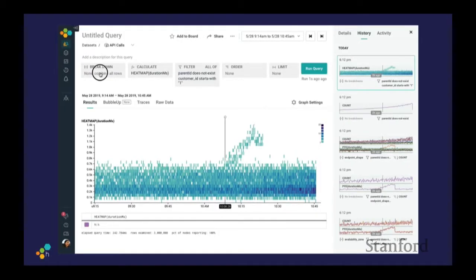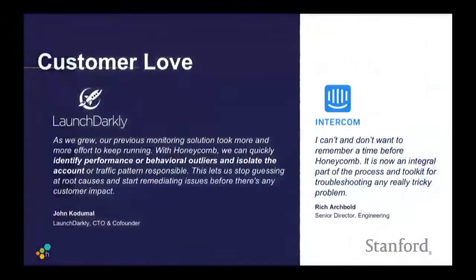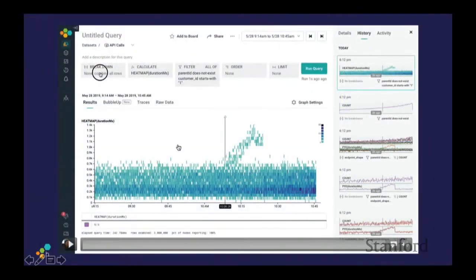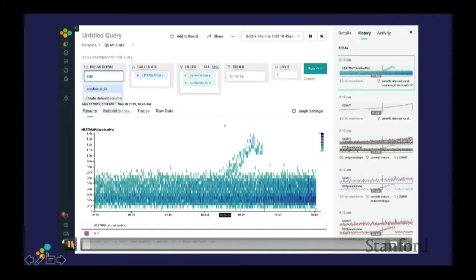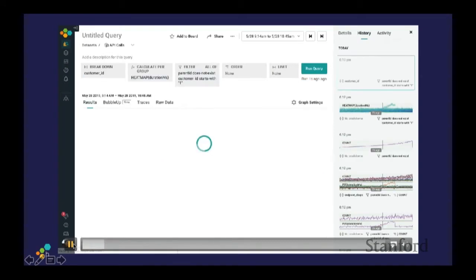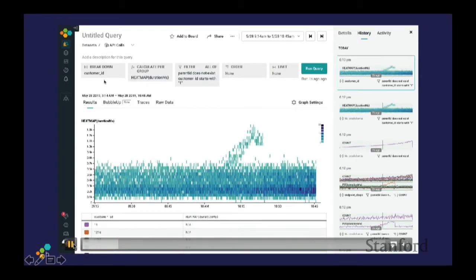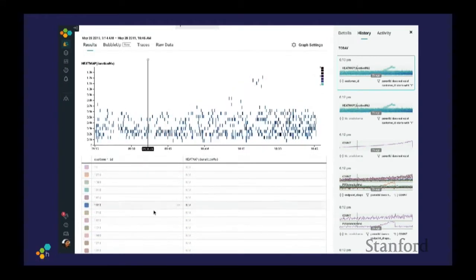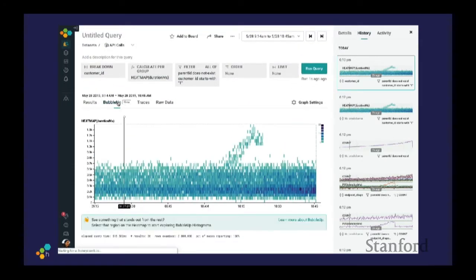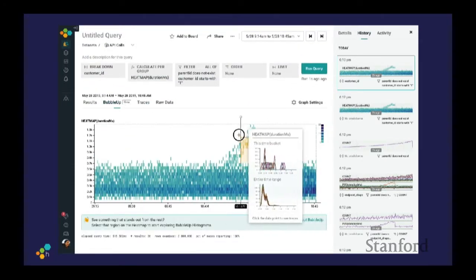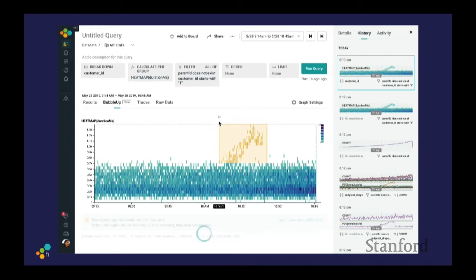And I have included a video, which may or may not work, of just what Honeycomb looks like. And it seems like it is. But what this is showing us is a graph, being able to slice and dice by customer ID in this case. It's a platform that may have heterogeneous workloads.